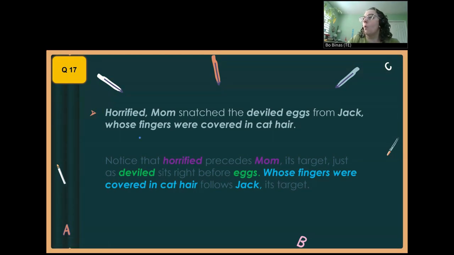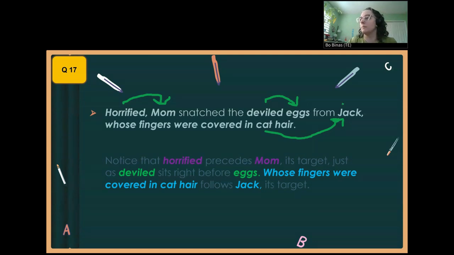Okay, so notice horrified, and I'm going to change my color to green because that's what I've been using before. Horrified is a modifier and it's modifying mom. That's what it's supposed to be modifying, right? Mom is the target word. Horrified, mom snatched the deviled eggs from Jack, whose fingers were covered in cat hair. Deviled is a modifier, and it's giving us more information about the word eggs, which is the target word. And whose fingers were covered in cat hair is giving us information about Jack, which is the target word. Okay. Makes sense? Modifiers and their target. Yes?